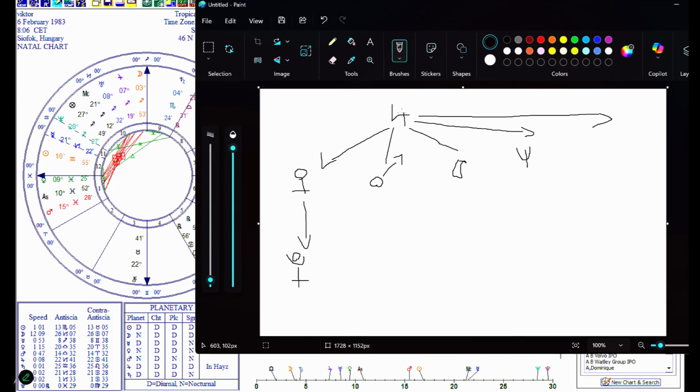What happens if the chart ruler is in an opposition to the final dispositor? Then basically you are torn. You experience your life as a series of either-or choices. You are kind of swinging wildly between these two energies. And the conflict feels like an internal blockage. It feels like it's impossible to balance it out.